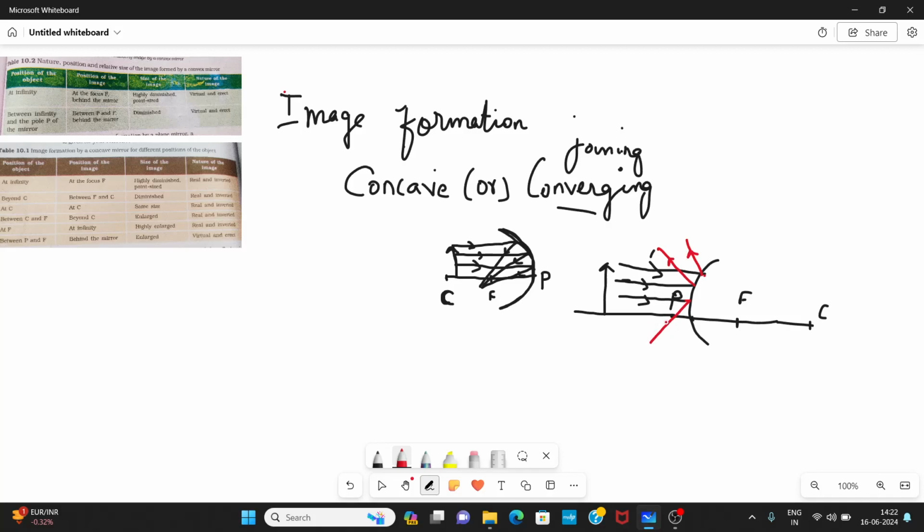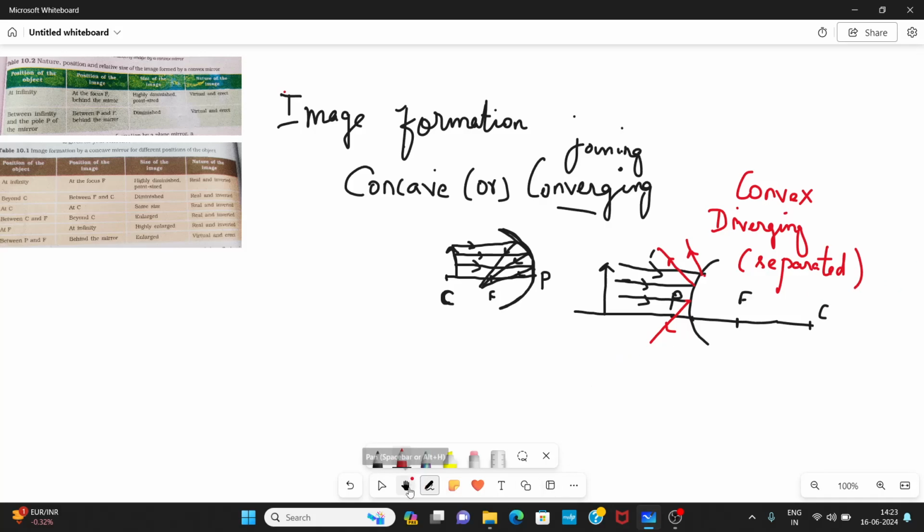When you see here, the reflected light does not join together. It gets dispersed or diverged. So this is your diverging mirror. Convex mirror is your diverging mirror. Diverging is nothing but getting separated.